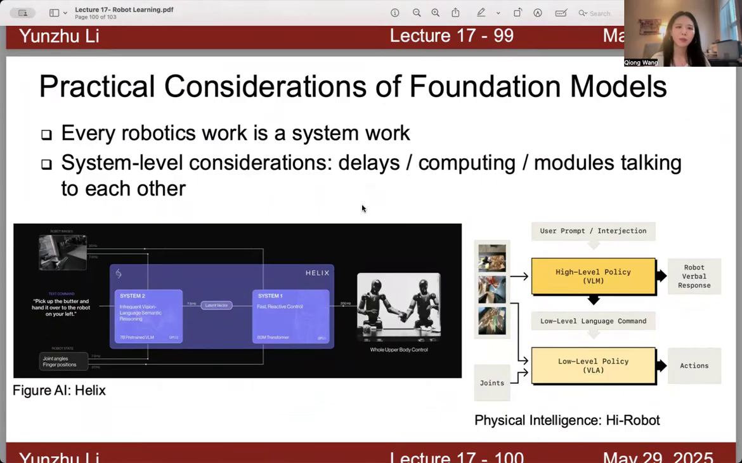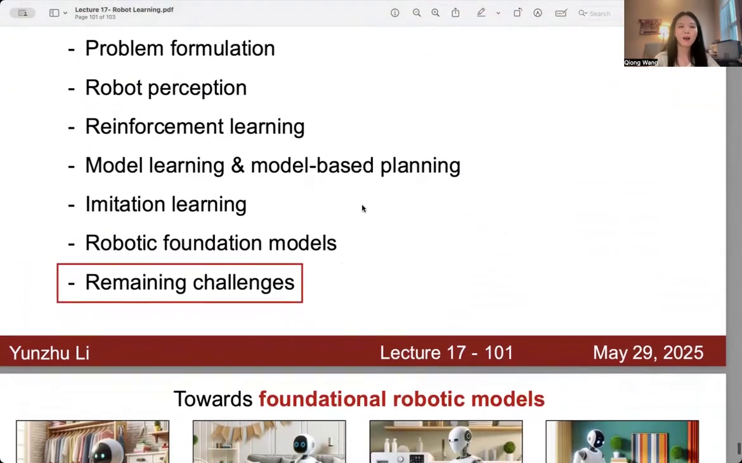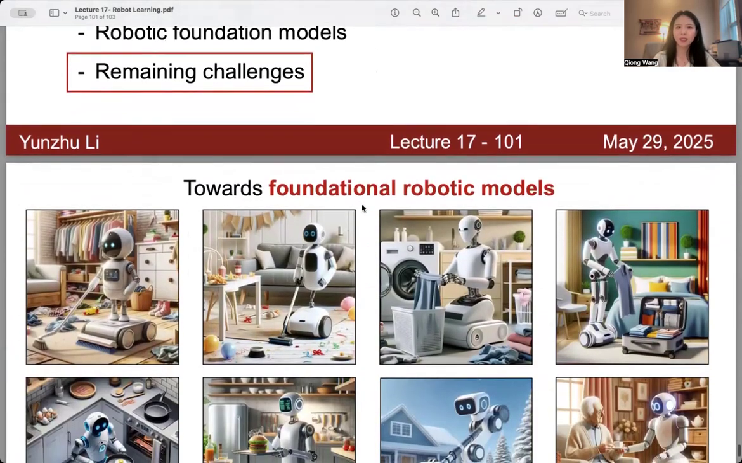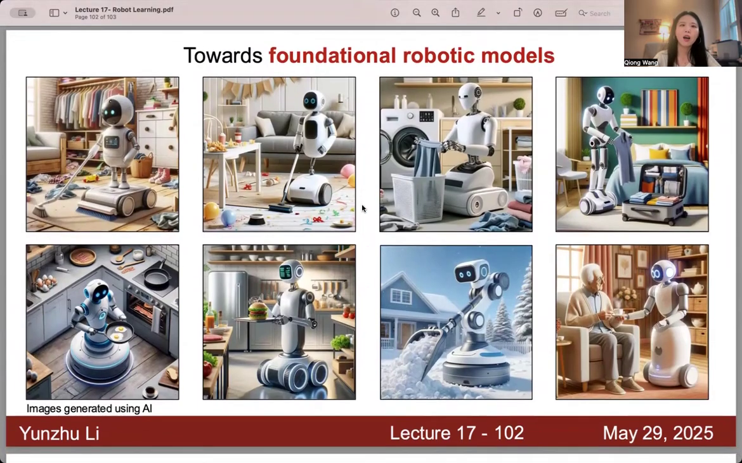Every robotics work is a system work. System-level considerations include problems like delays, computing, and modules talking to each other. So there remain some challenges like these, which we talked about above. In the future, we hope to develop foundation robotic models that can help humans do more work.